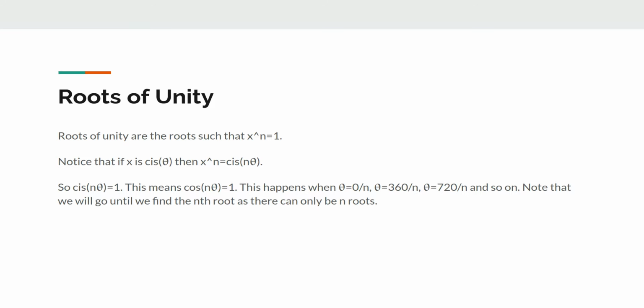So it seems like for this example, the application is actually not that useful, but there's actually a lot of... oh wait, where did we get 0 over n, 360 over n? Because cosine n theta is equal to 1, right? You know cosine 0 is equal to 1, cosine 360 is equal to 1, cosine 720 is equal to 1. So theta is equal to 0 over n, 360 over n, 720 over n. Do you get it?